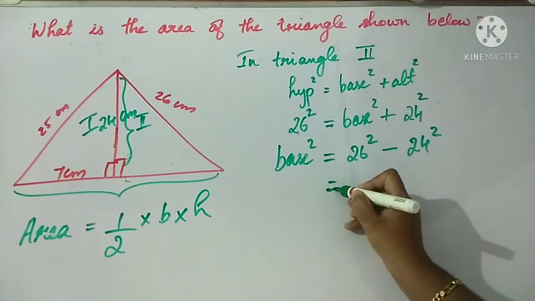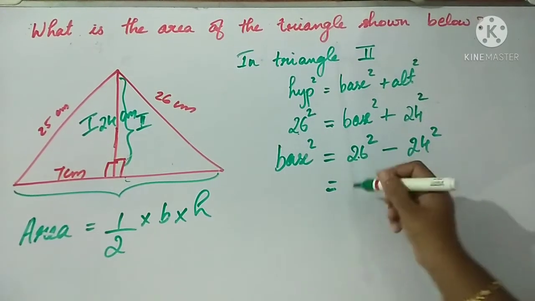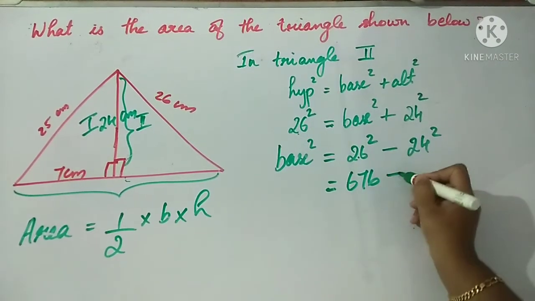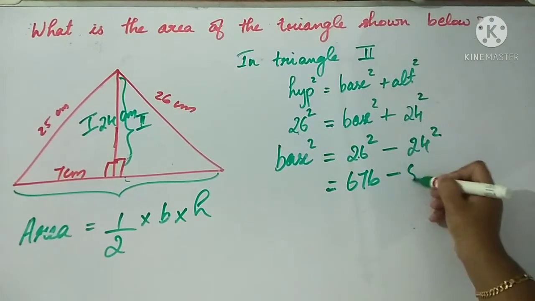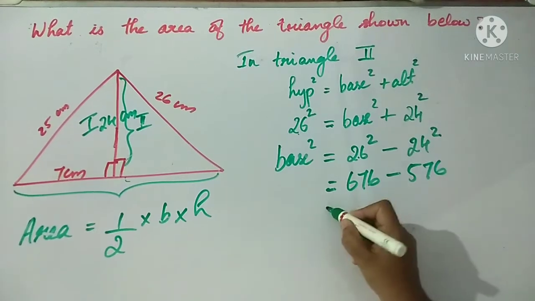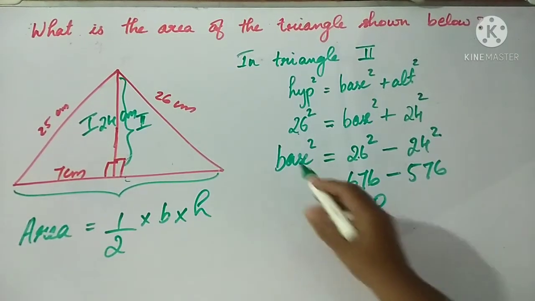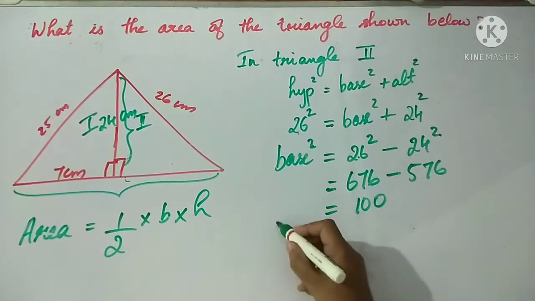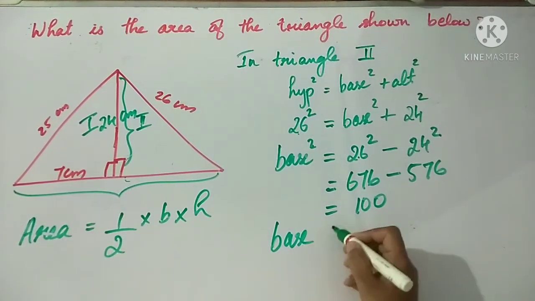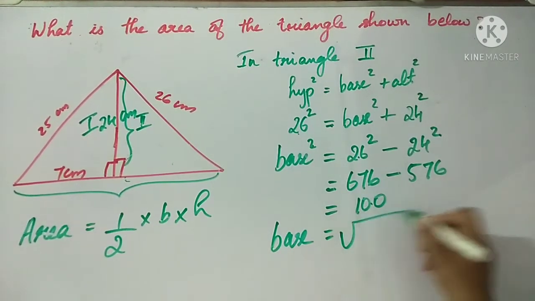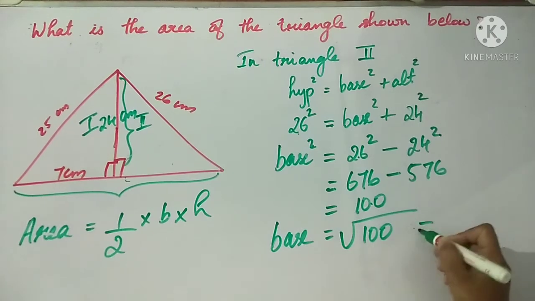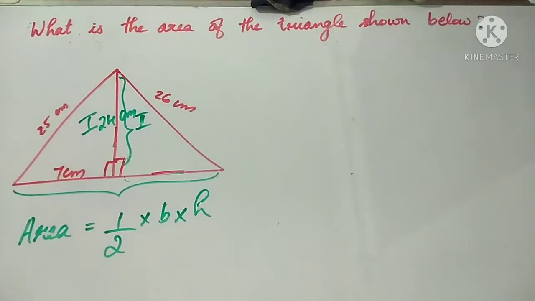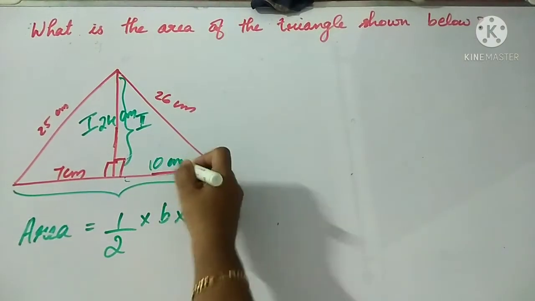That is equal to 26 into 26 is 676 minus 24 square is 576. That is equal to 100. So we get what is base square. We need to find what is base. To find base, we need to take the square root of 100. That is equal to 10. So we get this as 10 centimeter.